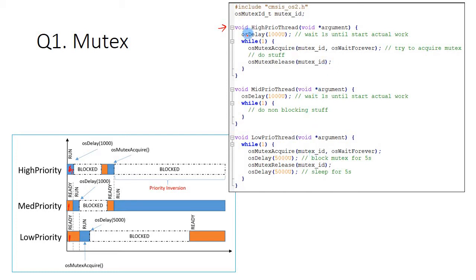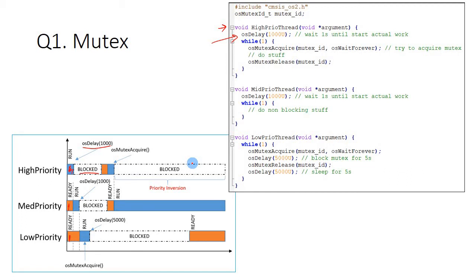And once the high priority thread starts to run, it calls the OS delay for 1000 milliseconds. So this is the point where I call OS delay, and once I call OS delay, I am blocked for 1 second.